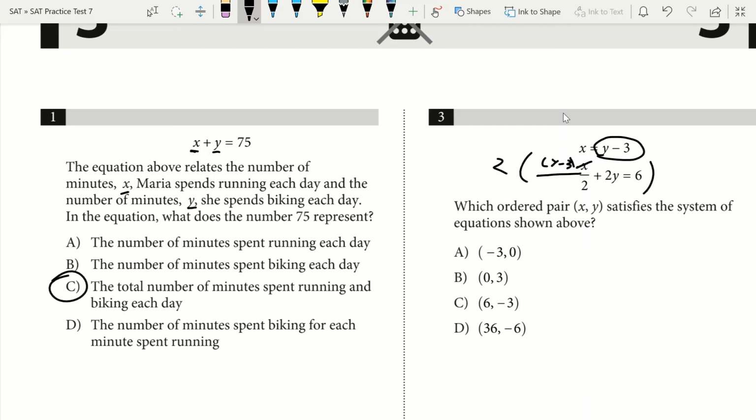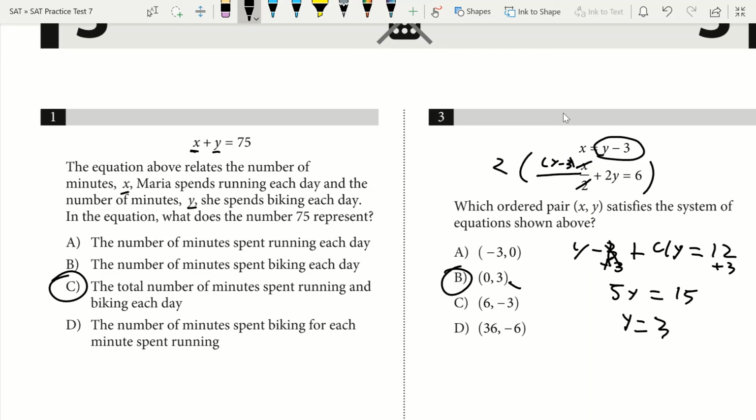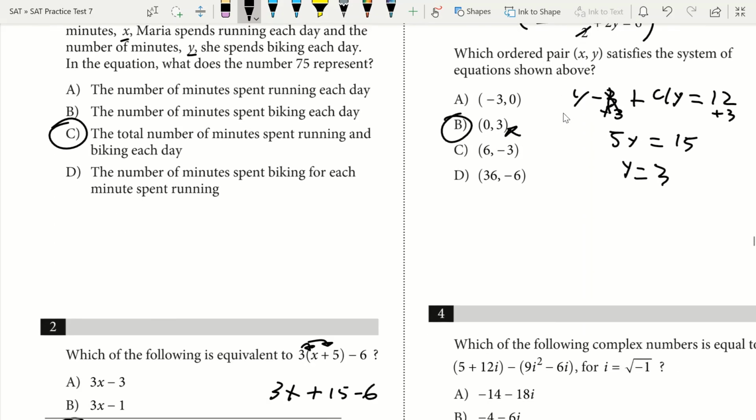So that way I can get rid of this 2 in my denominator. So now I'll have y minus 3 plus 2 times 2y, which is plus 4y, equals 6 times 2, which is 12. I get y plus 4y, that's 5y. I'm going to go ahead and add this 3 to each side to get rid of it. So now I get 5y equals 15. I divide each side by 5, and I get y is equal to 3. The only answer choice with 3 and y is answer choice B, so that'll be my answer there.